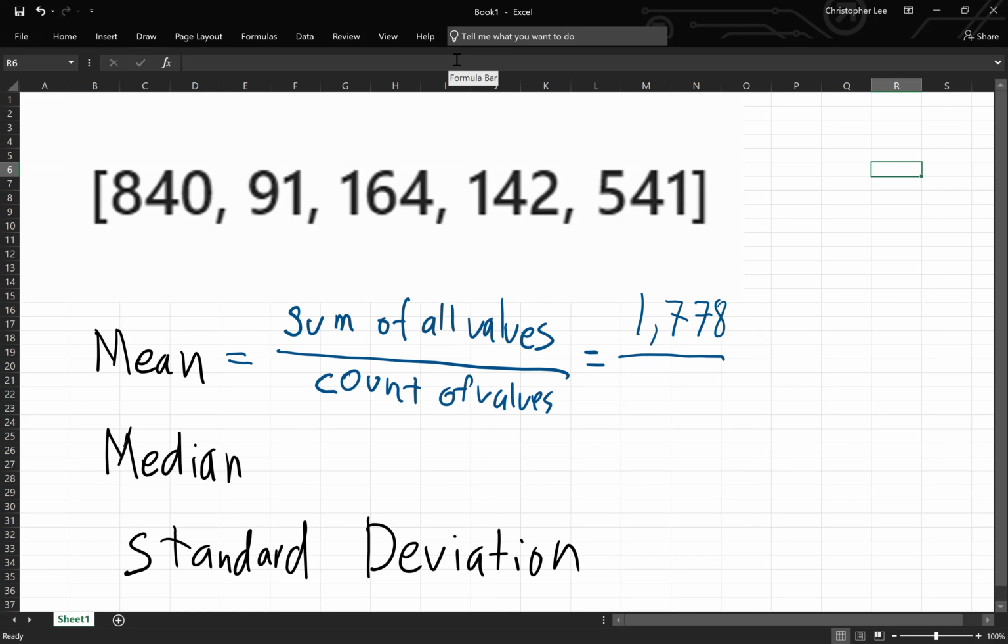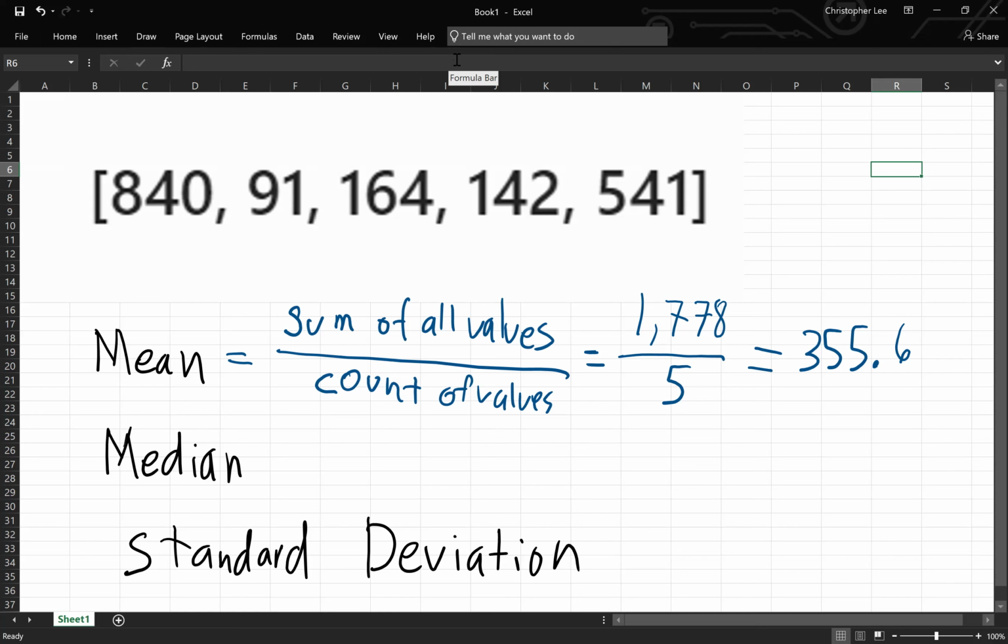I added the numbers and then divided by the count. Very good, and the 355.6. I don't know what comes after the 6. Me personally, I don't like to round. I just write everything. So what did you get? 355.6. That's it. All right, so we're good on the mean.